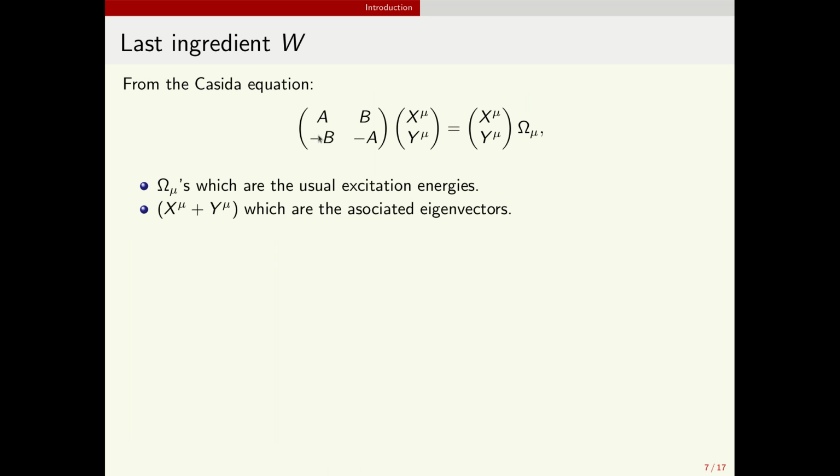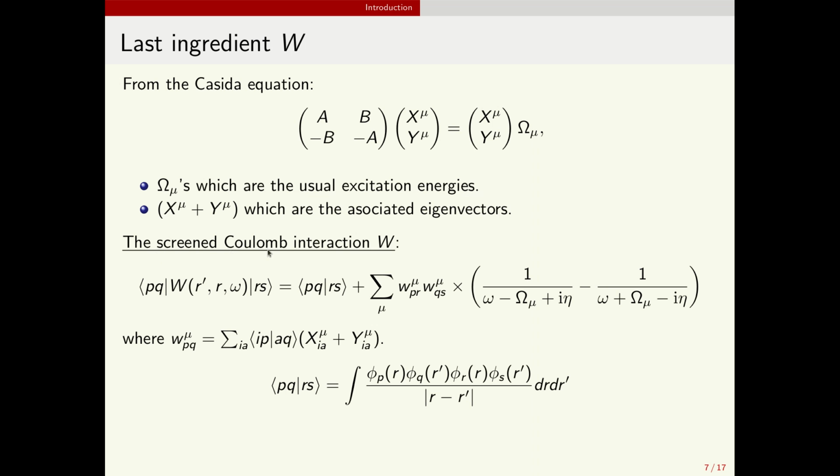Well, we know from the Casida equation that it's possible to get excitation energies and the associated eigenvectors. The screened Coulomb interaction matrix elements can be written easily by using the standard electron-electron repulsion integrals plus some function that depends on the excitation energies and on the associated eigenvectors. Finally, taking the Fourier transform of this quantity, we can get it back in time.